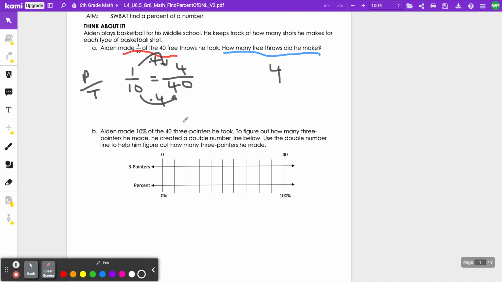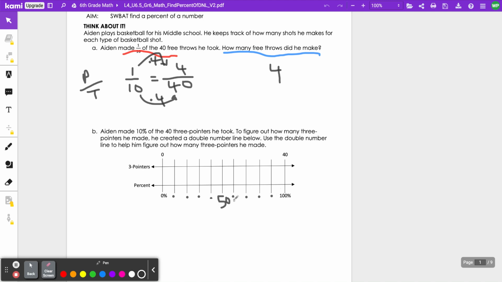Part B says Aiden made 10% of the 40 3-pointers that he took. To figure out how many 3-pointers he made, he created a double number line below, and we want to use the double number line to help him figure out how many 3-pointers he made. And so here we can see 100, this would be 90, 80, 70, 60. We're going to put 50 here, 40, 30, 20, and then 10.